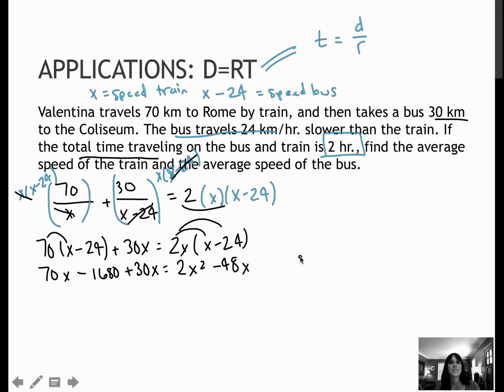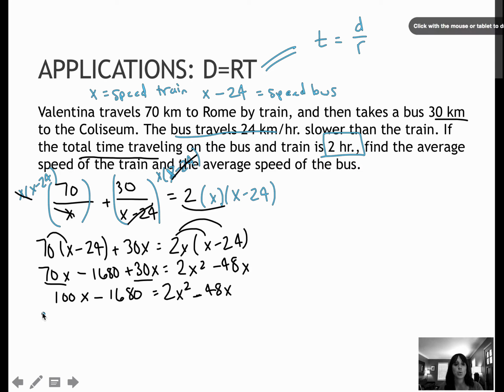I've got a real mess of an equation here, but let's go ahead and simplify a little bit more. This 70 and this 30 will come together to make 100x minus 1680 equals 2x squared minus 48x. So right now I've got a little bit of a mess, but I know that it's a quadratic mess. It's quadratic because I've got an x squared value, and that's not going to go away. And I've got an x value, and I've got a constant value, and so it makes the most sense in a situation like that to move everything to one side and set it equal to 0.